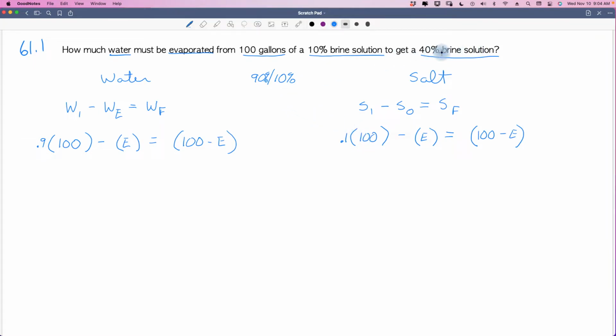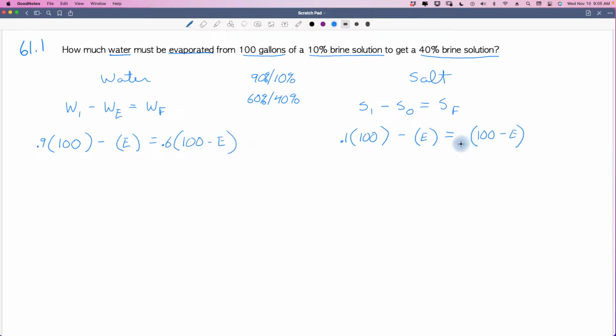Now we want to talk about our final amount. So we want to get to 40% brine. Well, if it's 40% brine, right, that means it's 40% salt. And so that means that the other percentage is 60, and that would be how much water. So there'd be 60% water, 40% salt in a 40% brine solution. So we're going to transfer this into a decimal, and that's what our final is going to be, 0.6 times whatever this is.